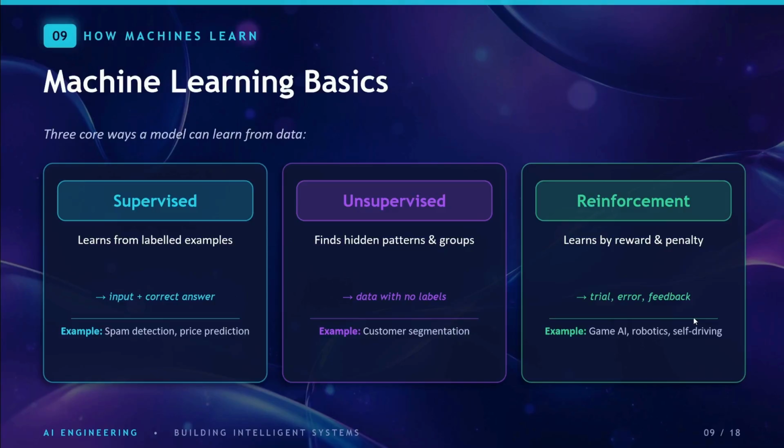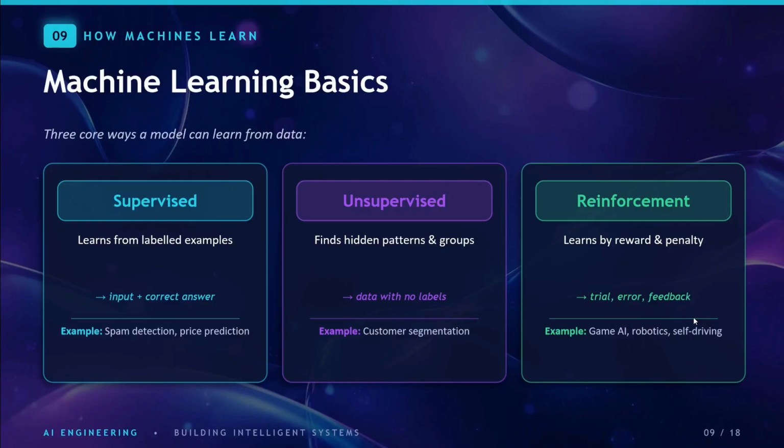The second approach is unsupervised learning. Here, the model works with data that has no labels at all. Instead, it tries to find hidden patterns and groupings within the data on its own. A classic example is customer segmentation, where a business has data about thousands of customers but no predefined categories, and the model groups similar customers together based on patterns it discovers, which can then be used for targeted marketing.